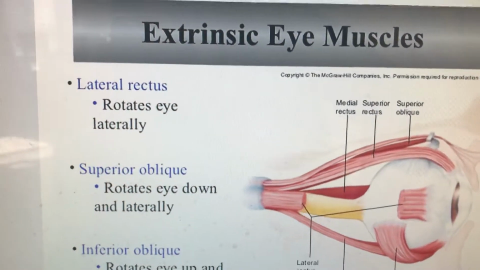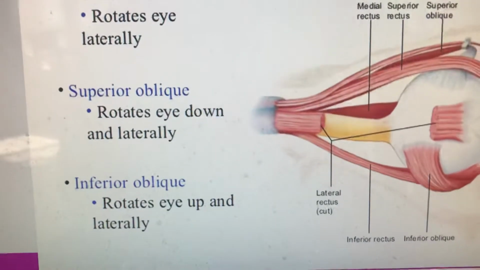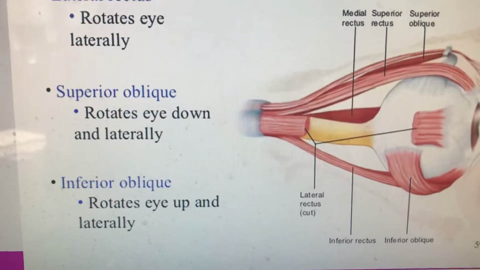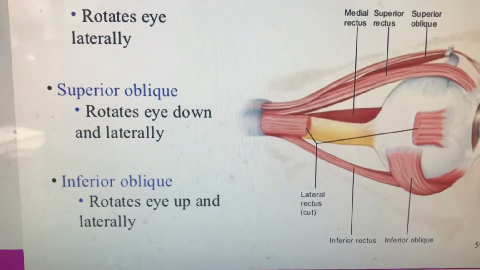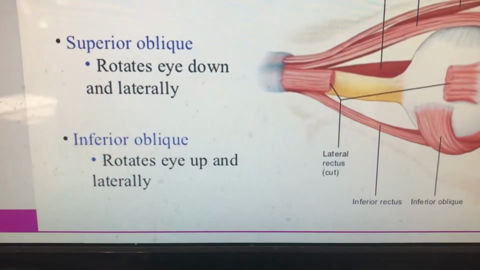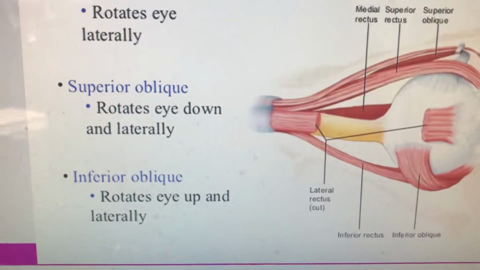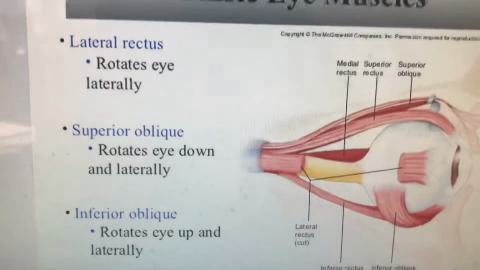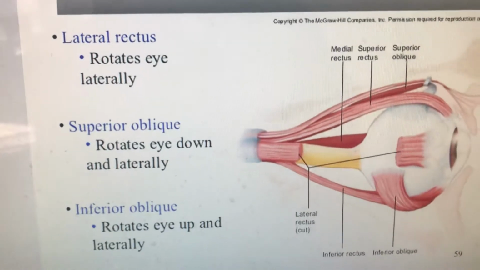Lateral, it's going to rotate the eye laterally. Superior, it's going to go down and laterally. And inferior, it's going to go up and laterally. So up and to the side, down and to the side, and then it's going to rotate.